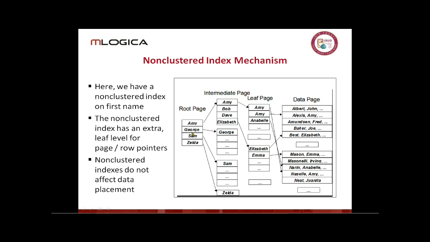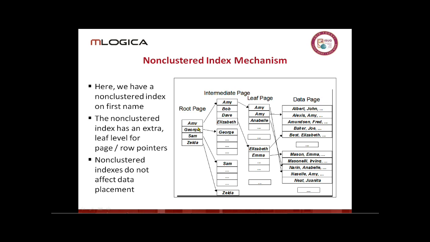Starting at the root page, again, it's a B-tree structure, so we're always going to start at the root page. Amy is between Amy and George. We follow the Amy pointer to the intermediate page. Amy is between Amy and Bob. We follow that to the leaf page. Now that we're on the leaf page, what we have is one entry per Amy. Having one entry per Amy means that we can find all the Amy's, pick up all the Amy's.